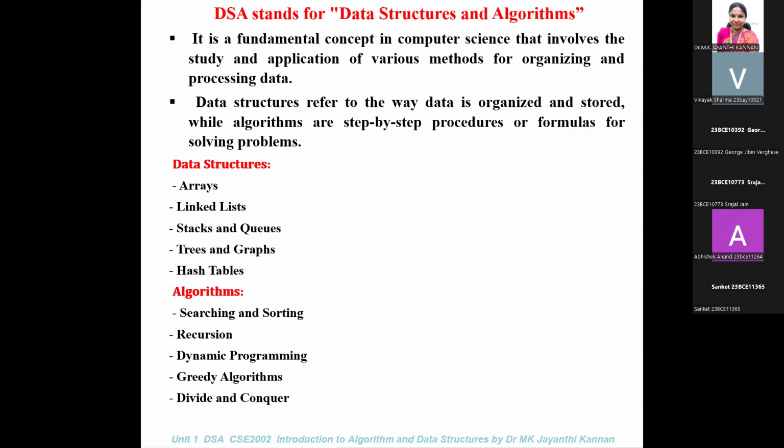As we discussed, DSA means data structures and algorithms. It is a fundamental concept in computer science that involves the study and application of various methods for organizing and processing data. This definition and these concepts we discussed in the first class, I think the 14th June class. As per the definition, data structures refer to the way the data is organized and stored, while algorithms are step-by-step procedures or formulas for solving problems.